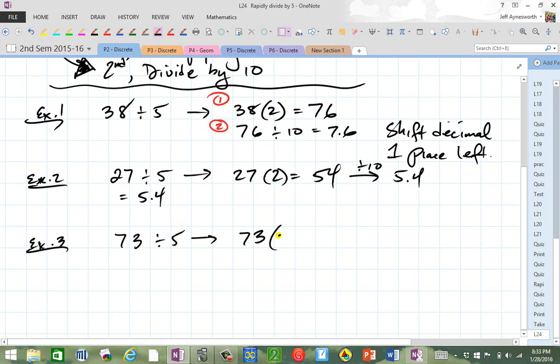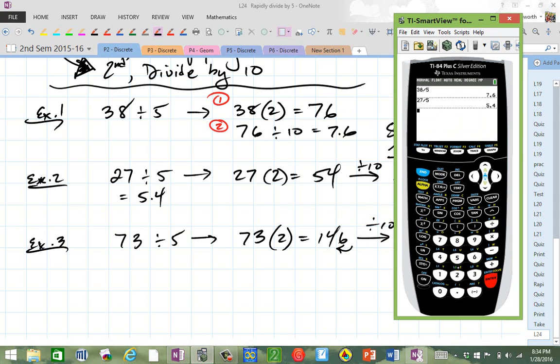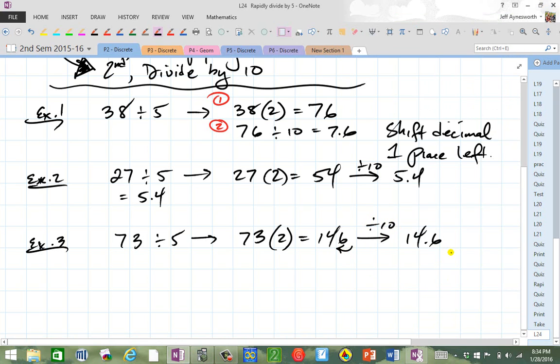So you double 73. That's 2 times 70 plus 2 times 3, which is 6. So 2 times 70 is 140 plus 6, 146. We divide that by 10, all right, and you shift the decimal right there. Okay, 14.6, and then you check it. So you get out the handy dandy calculator and you take 73 divided by 5, press equal sign, 14.6, and that's what I came up with.